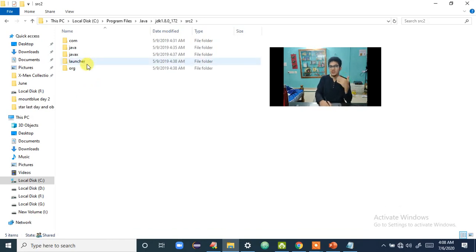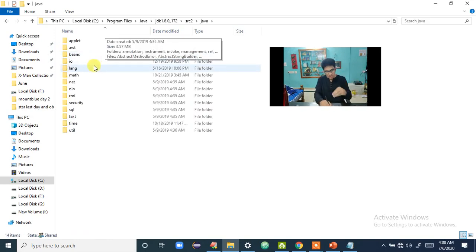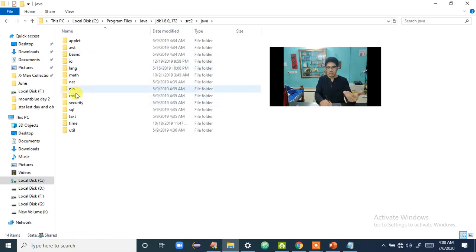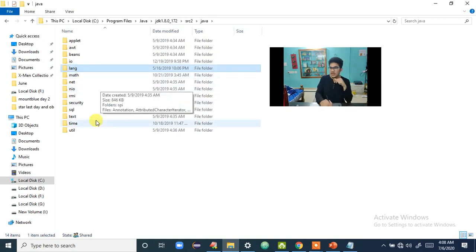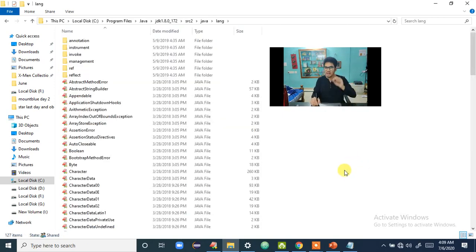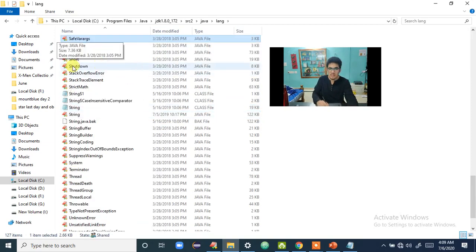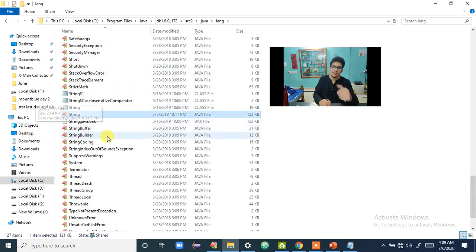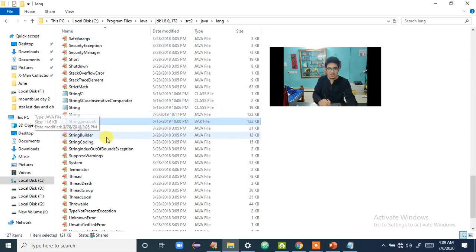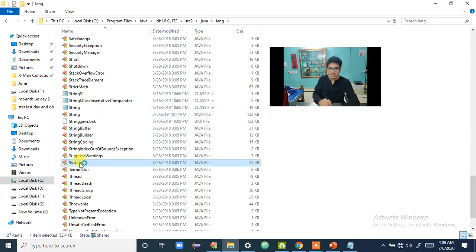Now what is this lang package? That is java dot, inside the java folder, dot means go inside that folder. There is a lang package. Can you see the lang package? Inside that lang package, let me type S, string. Can you see String here? Yes. Let me write sy, System. Can you see System here?